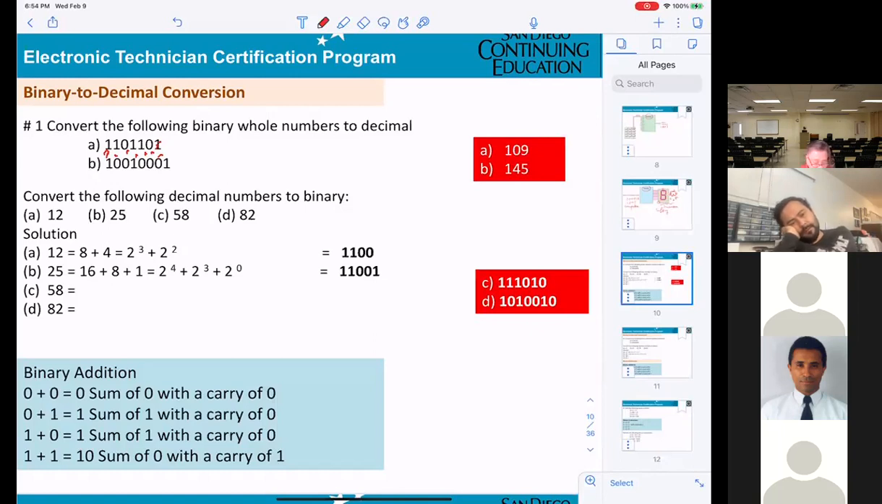The thing I prepare for the next meeting, binary addition. If you get 0 adding 0, you get 0. 0 adding to 1, you get 1. 1 adding to 0, you get 1. 1 adding to 1, you get what? You get 0, however, carry 1. You carry 1. Next meeting, I explain to you how they work.